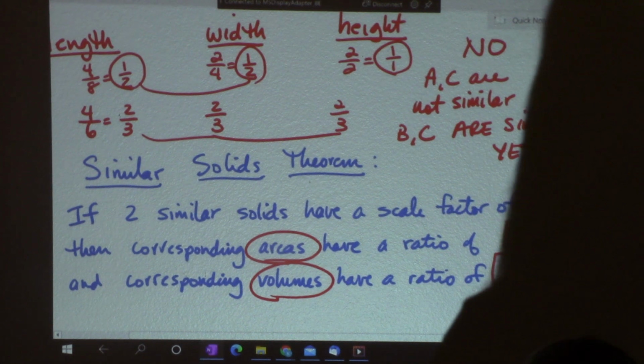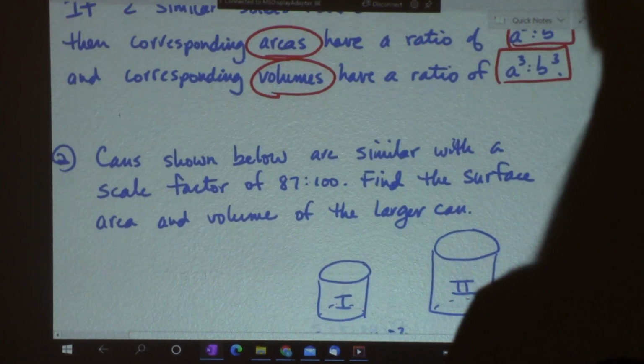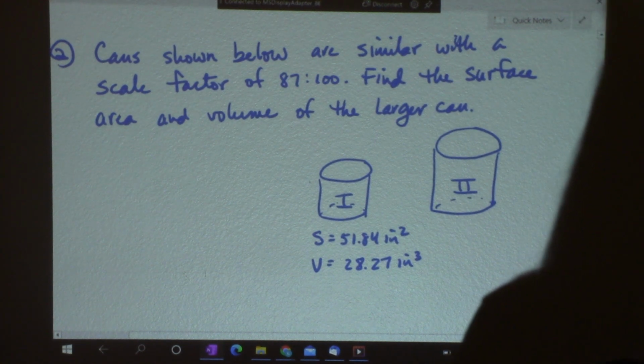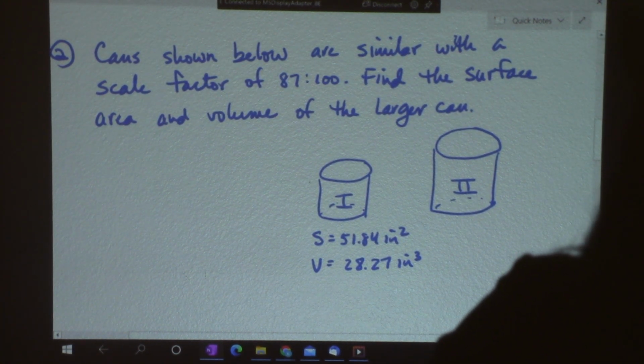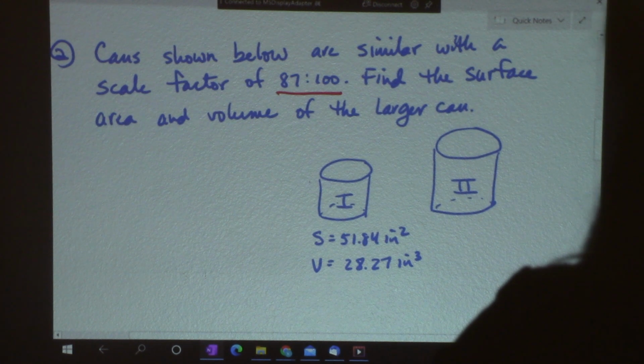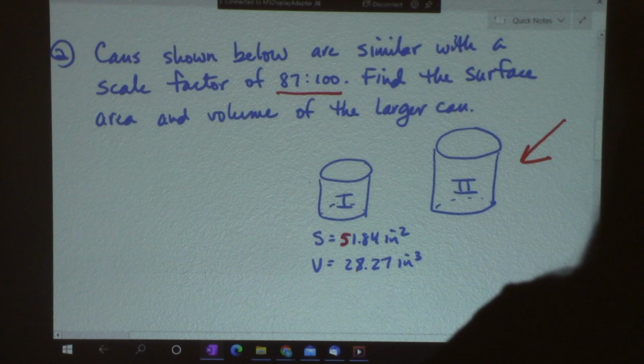All right, now we're going to use that. And here's number 2. You can go ahead and pause the video, and I'm just going to keep going. Cans shown below are similar with a scale factor of 87 to 100. Find the surface area and the volume of the larger can. So here's my larger can, and they give us the surface area of the small one, and they give us the volume of the small one.